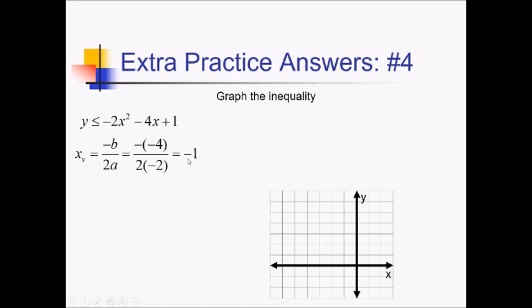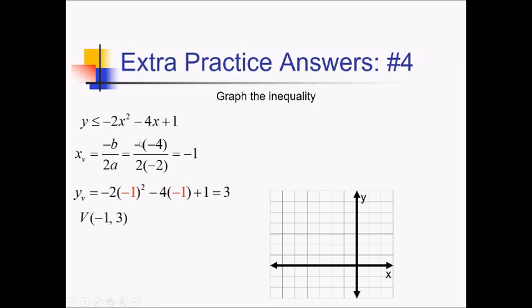And to get the y value, let me plug that back into this expression. So we have negative 1 squared, that's just 1. So this is really negative 2 out in front. We have negative 2 plus 4, which is positive 2. Positive 2 plus 1 gives us 3. So we have the vertex negative 1 comma 3.